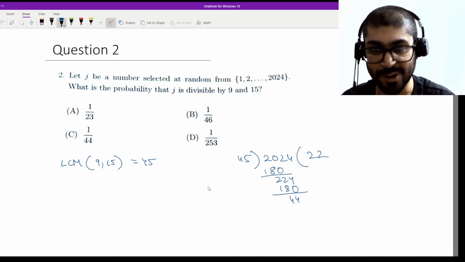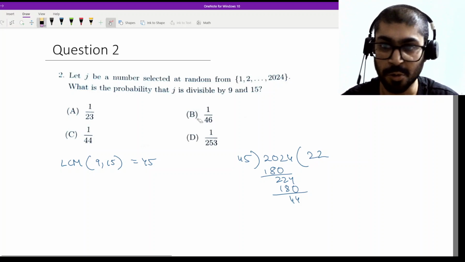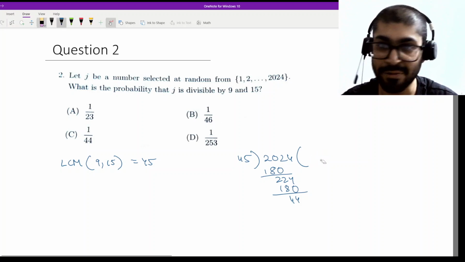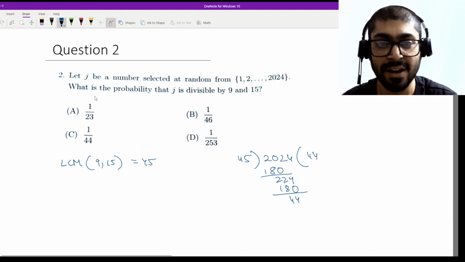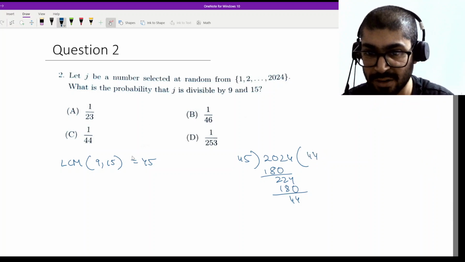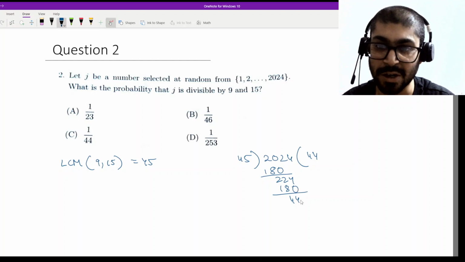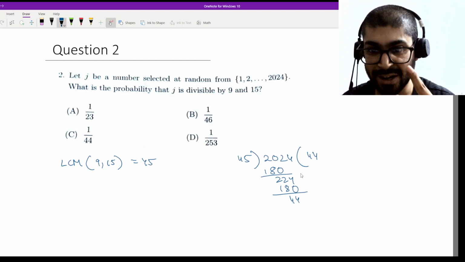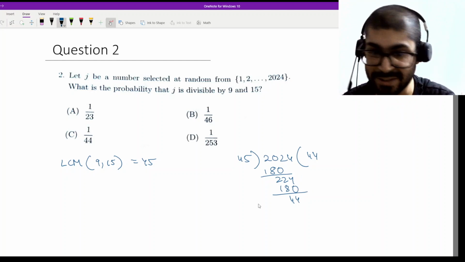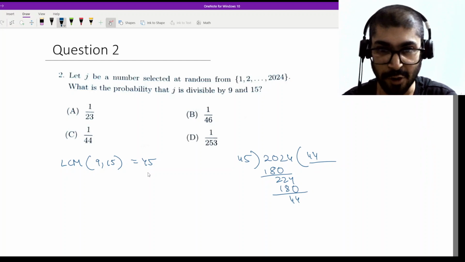If only we had one more. Okay, so there are a total of, oh, I'm sorry, this is not 2, this is 4. So if I have a total of 44 numbers divisible by 45, then I would have reached 2024 leaving a remainder of 44. That means 2025 is divisible by 45.